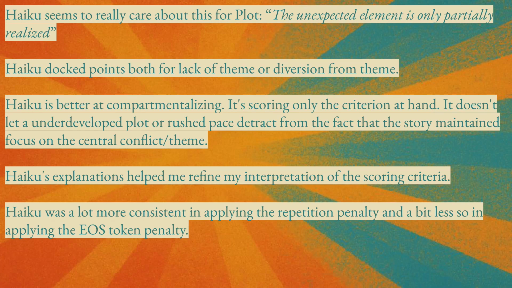Again, same as last time, the explanations from Haiku help me refine my own interpretation of the scoring criteria, and it'll help me improve that. And this time around, Haiku was a lot more consistent in applying the repetition penalty, and it was more consistent in applying the end of sequence token, or end of stream token, penalty, but not as much as the repetition. There was definitely a handful of prompts where I disagreed with Haiku's scoring because it was not applying the EOS token penalty.